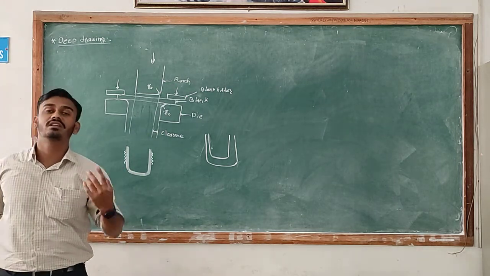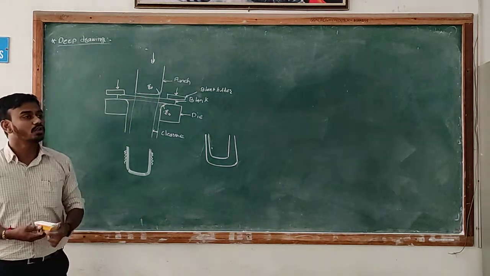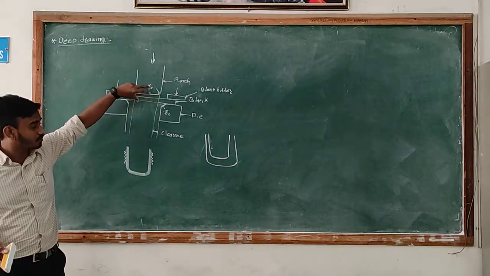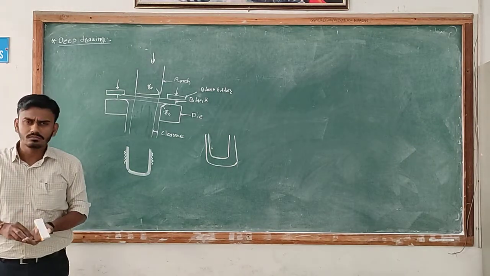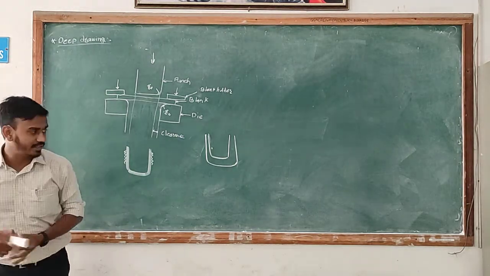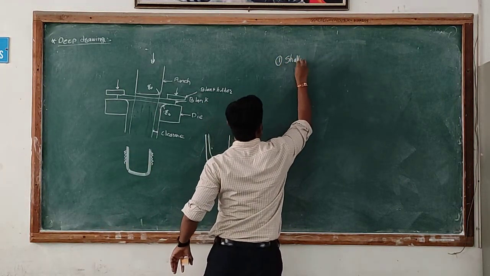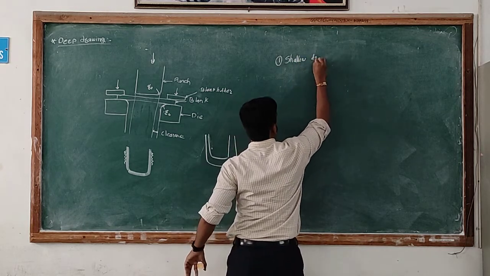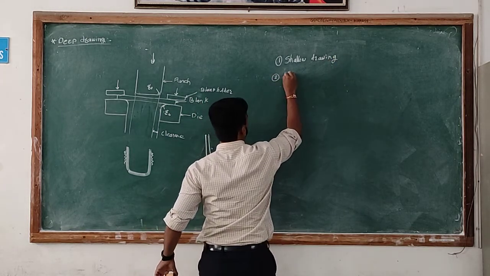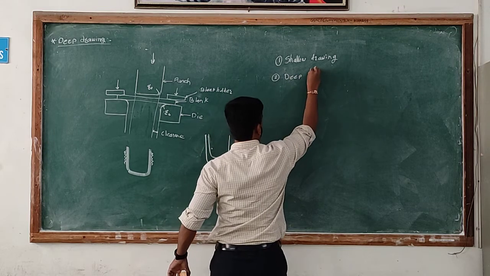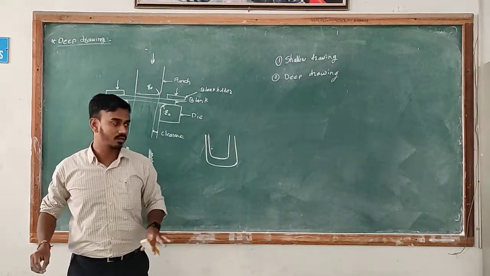This value of the pressure varies according to the material used for the blank. So this is the terminology and these are some basic concepts of the drawing process. Now there are two types of drawing. The first one is shallow drawing, and the second one is deep drawing. So what is meant by shallow drawing and what is meant by deep drawing?